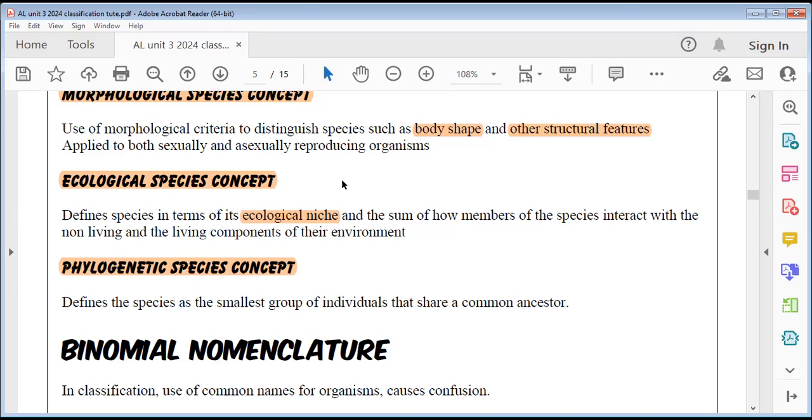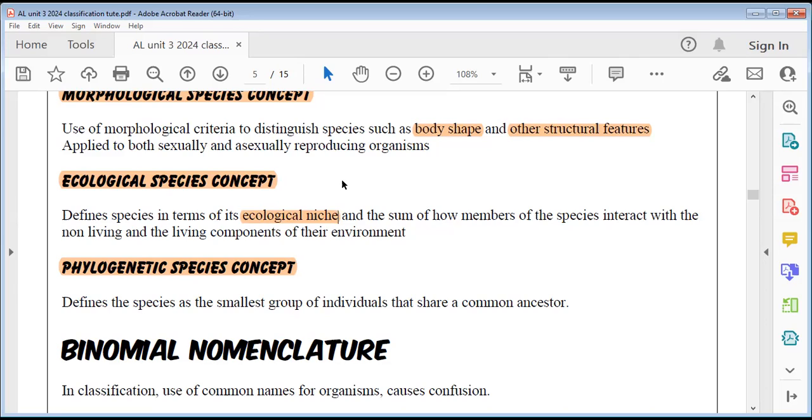So we have to study one organism's ecological niche: what it is eating, where and at what time it is breeding, what kind of reproduction it is carrying on. Whatever the thing it does in the environment, all the things should be considered. That is one organism's ecological niche.